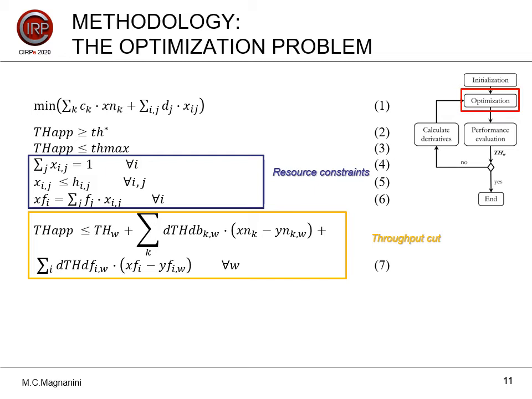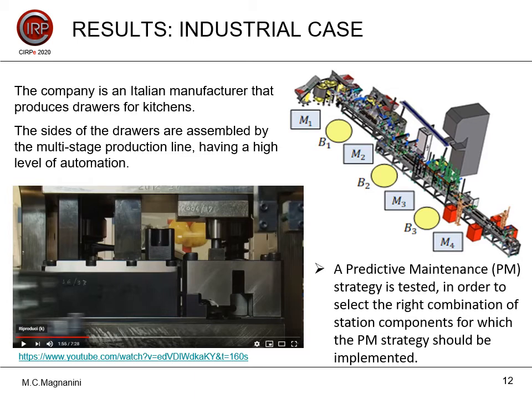Finally, the optimization problem includes a constraint representing the throughput cut that is added after each iteration based on the linearization of the throughput, which is shown in the figure in yellow as throughput cut. Let's see now an application of the proposed framework for optimization. The approach has been used to evaluate the optimal improvement strategy in a real manufacturing line.